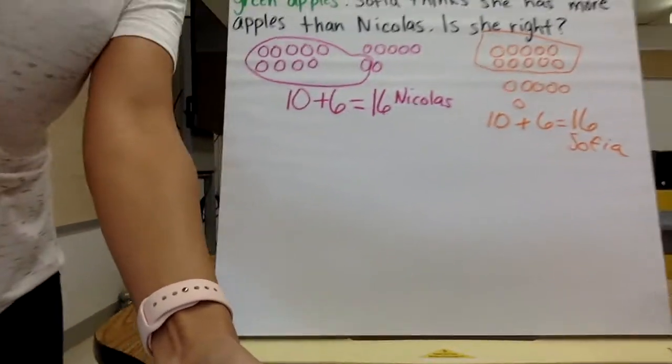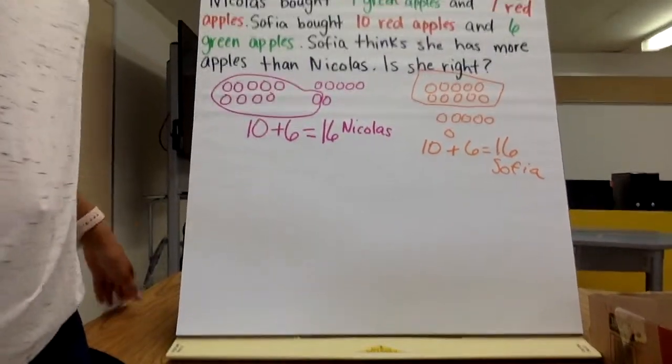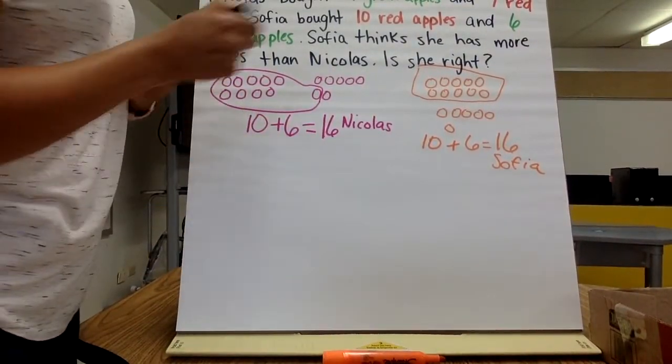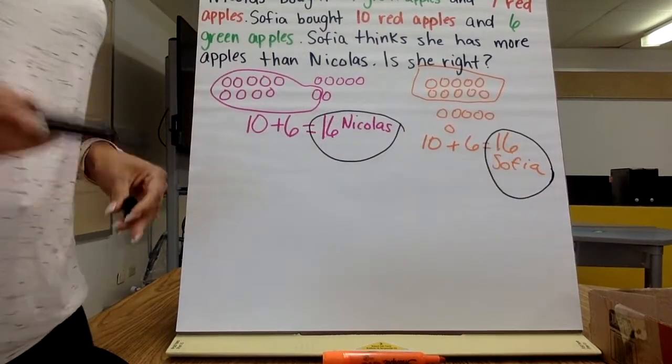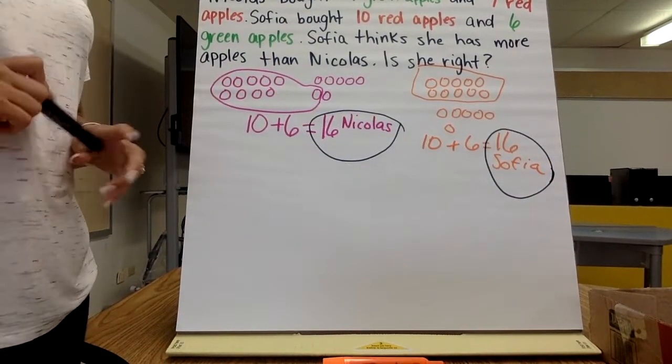So who has more? Who has less? Well, actually, it's the same. Nicholas has 16. Sophia has 16. So no one has more. They are the same.